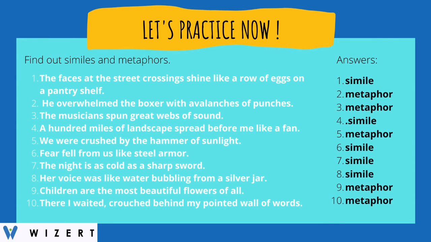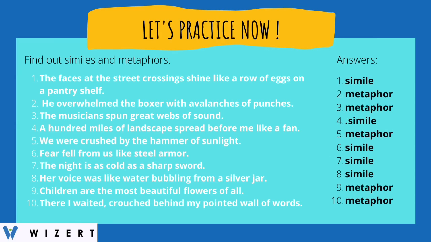Here are the answers. 1. The faces at the street crossings shine like a row of eggs on a pantry shelf is a simile because the word like is used here. 2. He overwhelmed the boxer with avalanches of punches is a metaphor. 3. The musicians spun great webs of sound is also a metaphor.